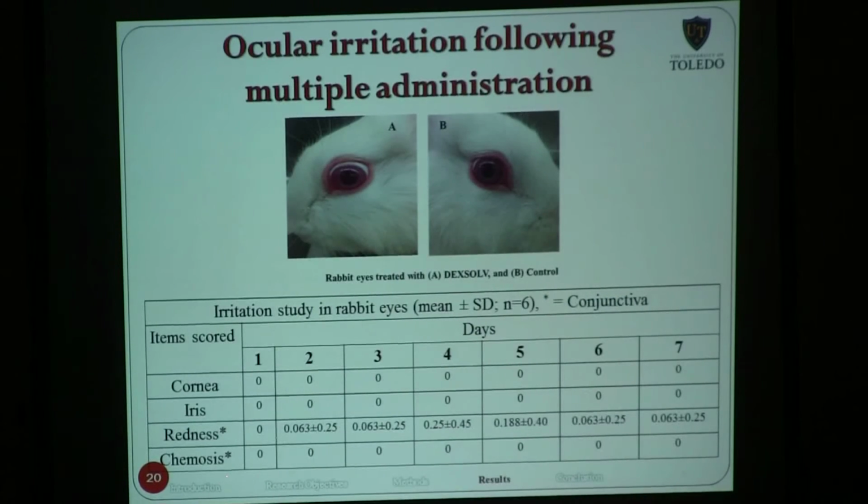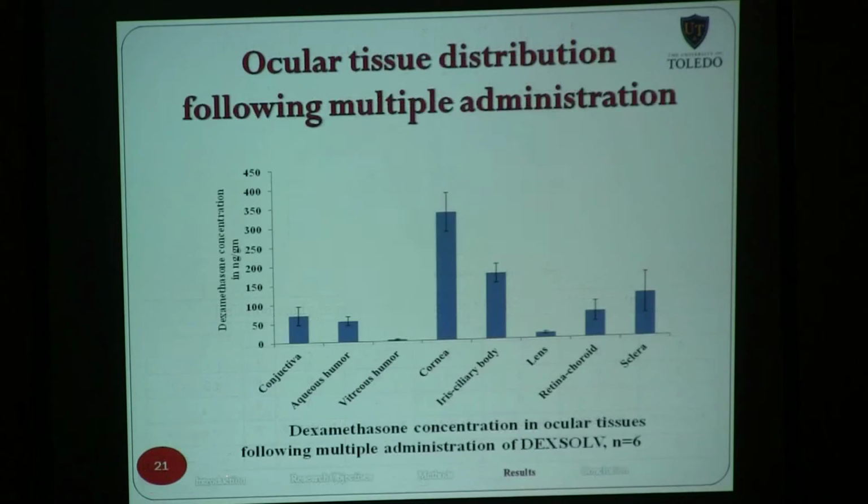Then we studied the ocular irritation upon multiple administration. In this study, we administered the formulation twice a day for 7 continuous days. And again, we scored cornea, iris, and conjunctiva for irritation. Absolutely, we did not find any kind of irritation in any of these tissues. And then on the 7th day, we sacrificed the animals.